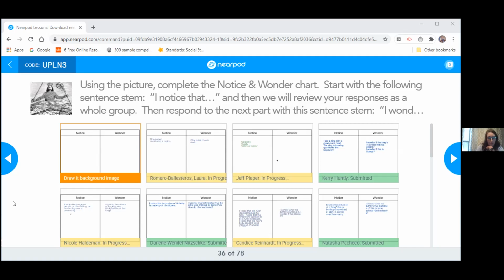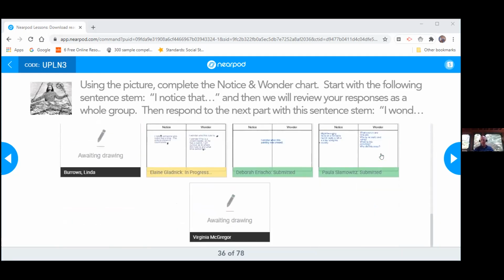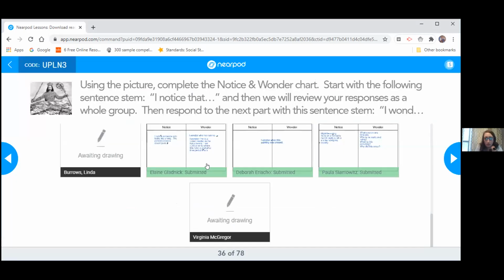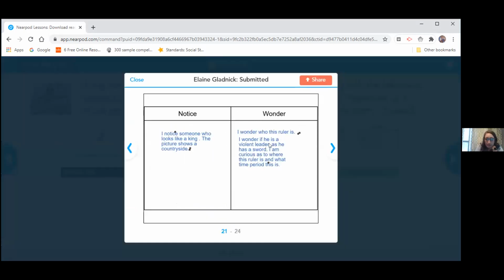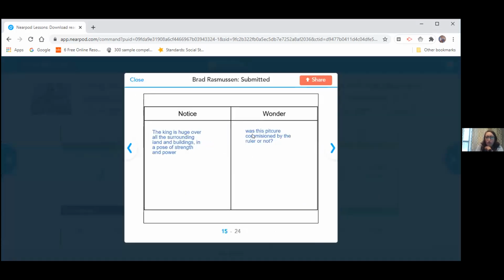All right. So let's see. Maybe some towards the bottom. Paula's. What country and time area? Great. Who is he really? And really ruling? When is this occurring? Why? Good. Who is it? Is he violent? I like that question. And a sword connection to using the evidence. What time period? Was this commissioned by the ruler or not? That's a great question. Yep.